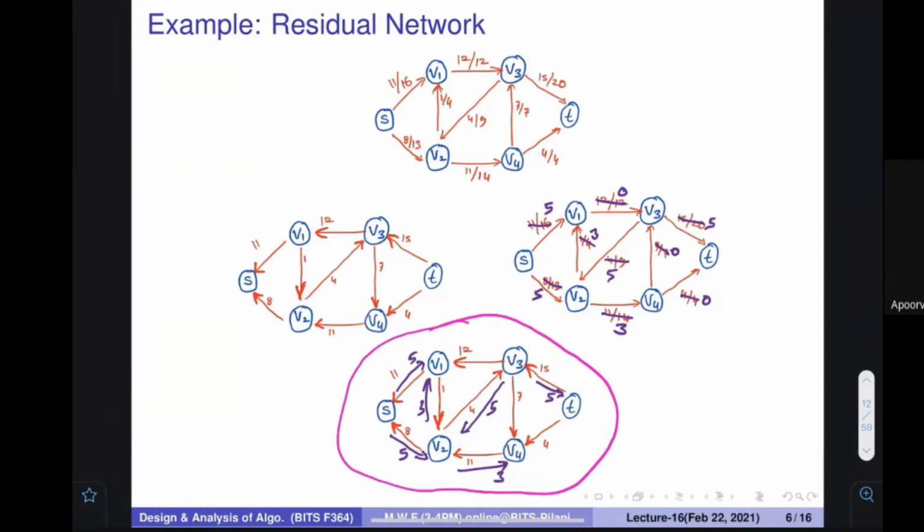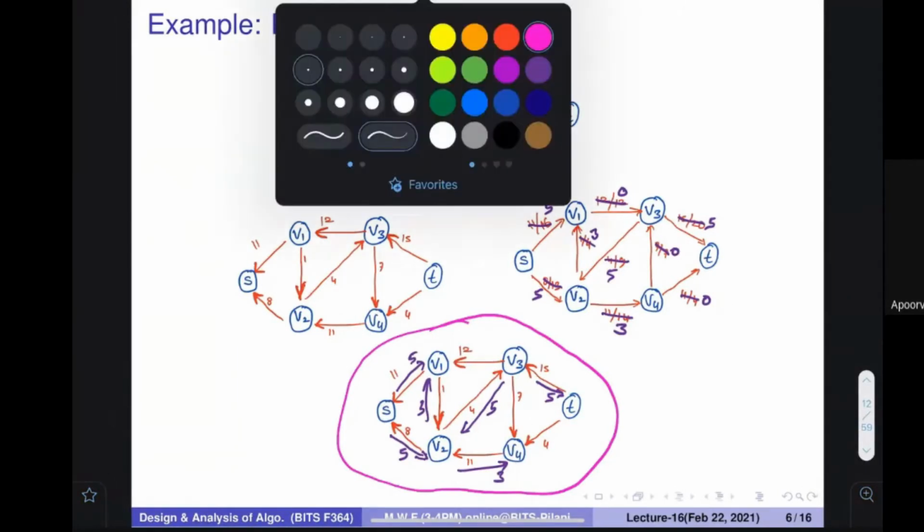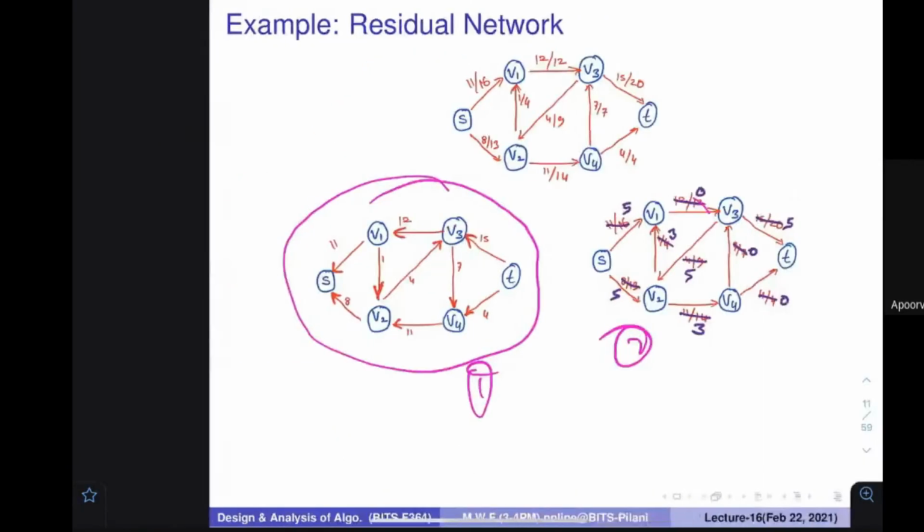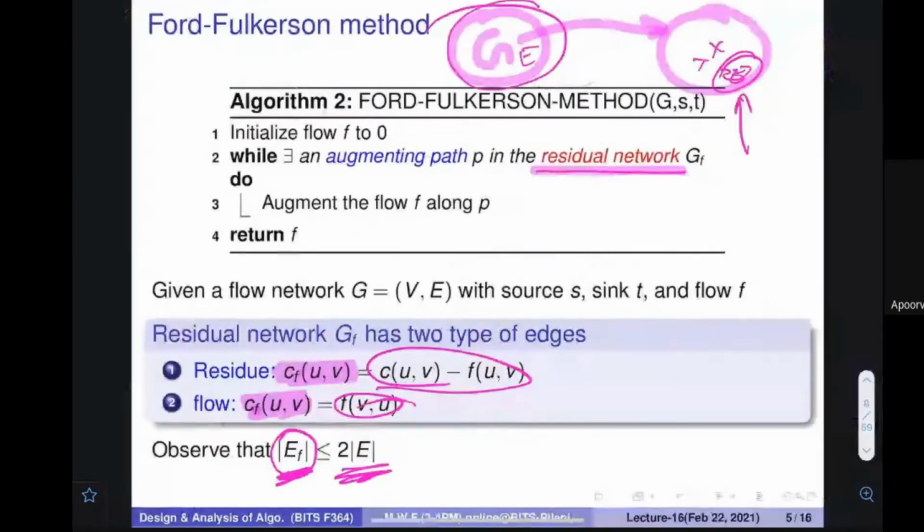Make sense? With this kind of residual network, we have seen whether we can find, for example, 5 here, 4 here, and 5 here. If you can find it like this, then this is called what? This is an augmenting path. So this way we can go ahead, and when we find this particular flow augmenting path, as this algorithm says, you have to find the augmenting path.